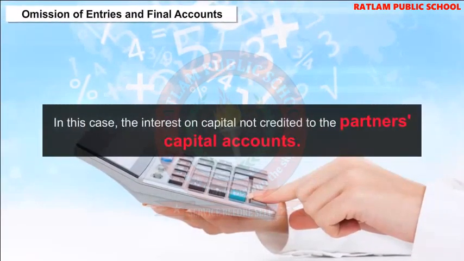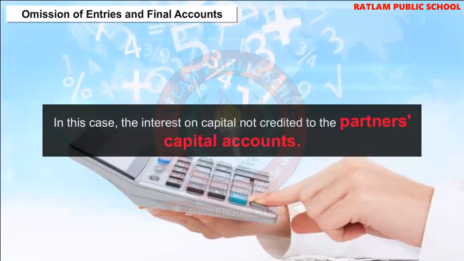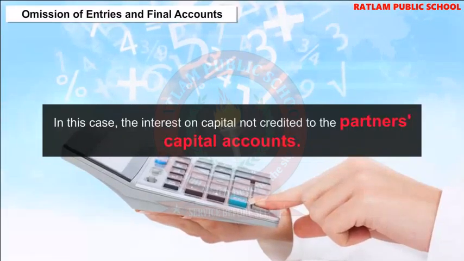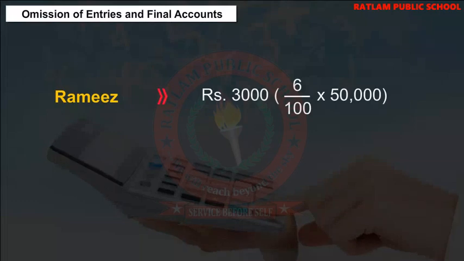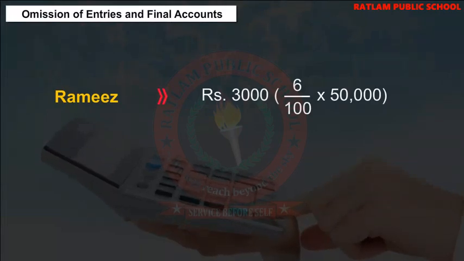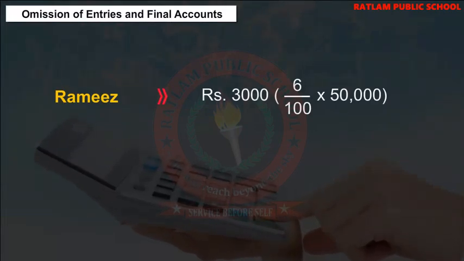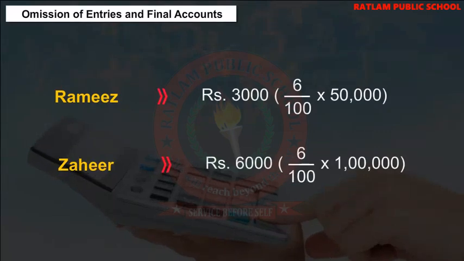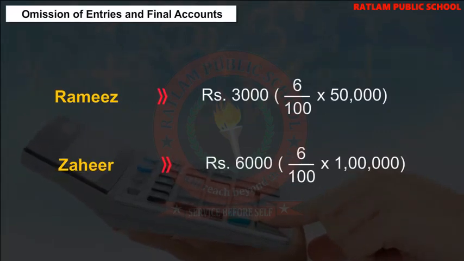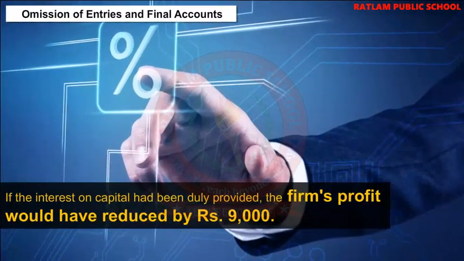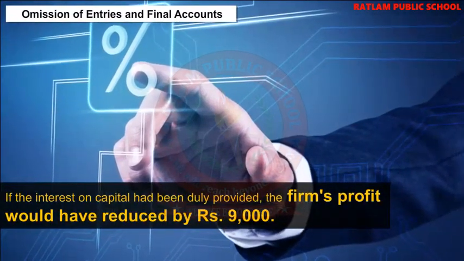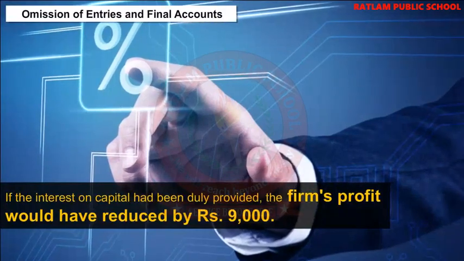In this case, the interest on capital not credited to the partners' capital accounts works out to be rupees 3,000, 6 by 100 into 50,000 for Ramiz, and rupees 6,000, 6 by 100 into 1 lakh for Zahir. If the interest on capital had been duly provided, the firm's profit would have reduced by rupees 9,000.